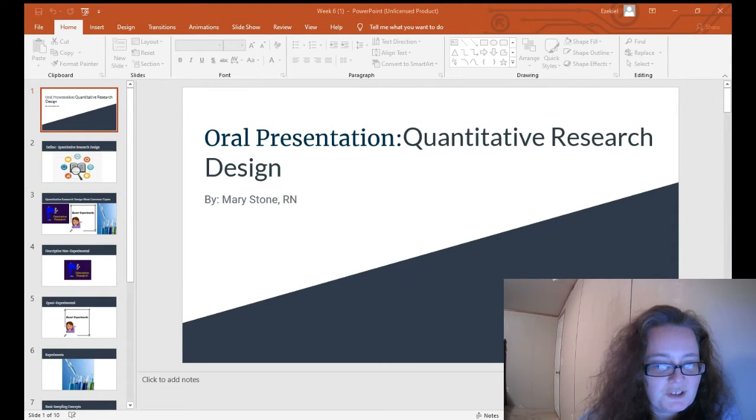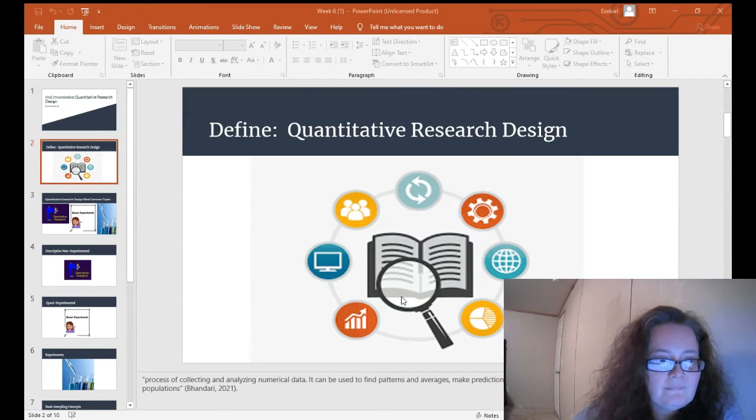I'm a registered nurse, and this is my oral presentation of quantitative research design. Now, quantitative research design is defined as a process of collecting and analyzing numeric data. It can be used to find patterns and averages, make predictions, test causal relationships, and generalize results to wider populations.